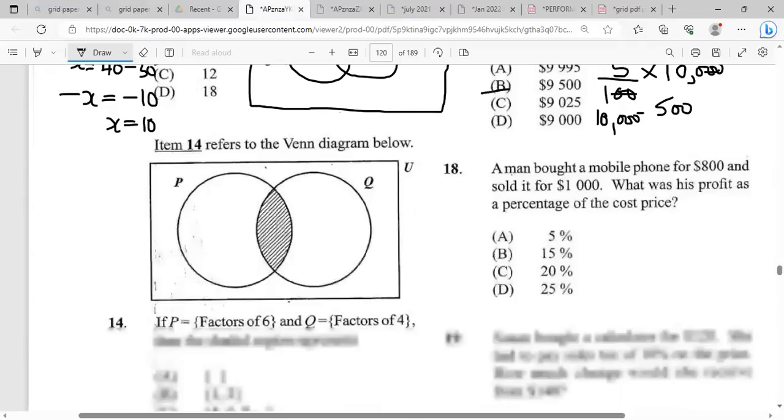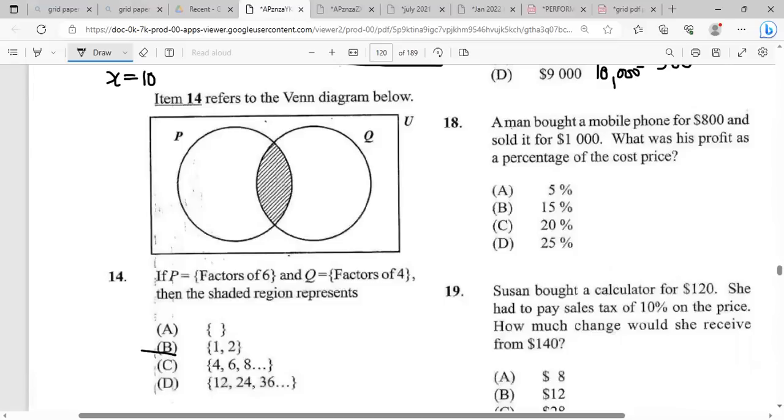A man bought a mobile phone for $800 and sold it for $1,000. What was his profit as a percentage of the cost price? So how much money did he gain? He bought it for 800 and sold it for 1,000. That means he gained 200, right? And they want a percentage of the cost price. So that's 200 over the 800 times 100%.